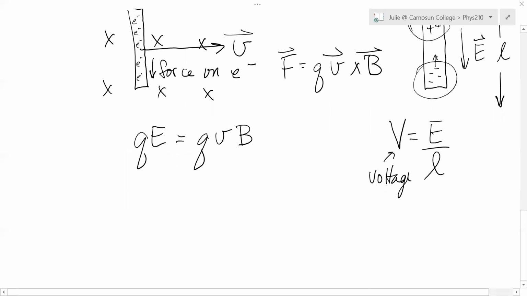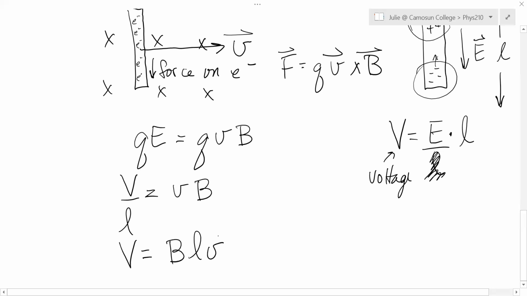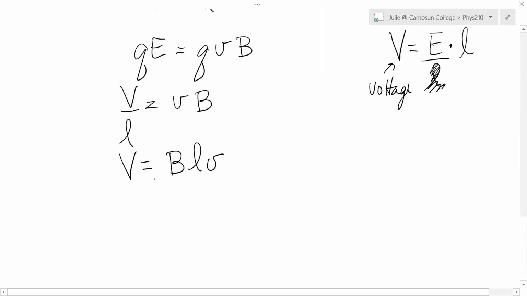And so it means that, I think I got that backwards. D times L. Okay, so if we put in that the E is V divided by L, voltage per length is V times B, it means the voltage is B times L times V. And this is called motional EMF. So sometimes this is also called EMF, doesn't matter. It's the voltage between the ends of the rod.